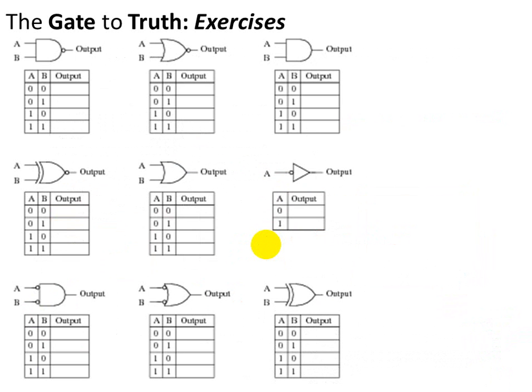We now can turn the whole gate thing into a gate exercise or truth table. So this gate, A and B, results in what output? This gate, sorry, A NOR B, results in what output, and so on and so forth.